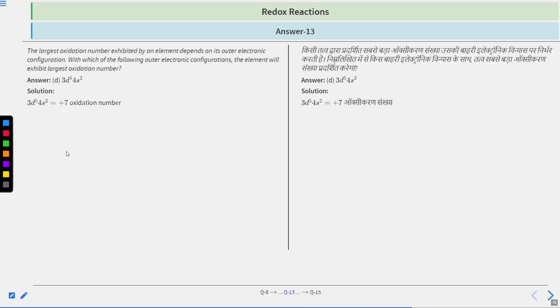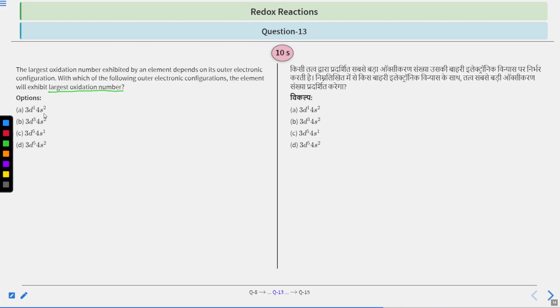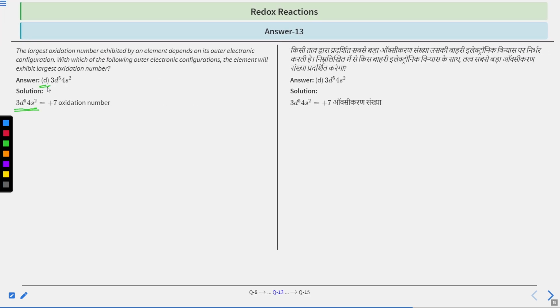Okay, let's see. The correct answer is option D, 3d5 4s2. According to this configuration, the element will exhibit +7 oxidation number, which is the highest among the given options. You can see here that 3d1 4s2: 2 plus 1 is 3, so +3 oxidation number. 3d3 4s2: 3 plus 2 is 5, so +5 oxidation number. 3d5 4s1: 5 plus 1 is 6, so +6 oxidation number. But in D, 3d5 4s2: 5 plus 2 is 7, so +7 oxidation number, which is the largest, and thus option D is the correct answer.